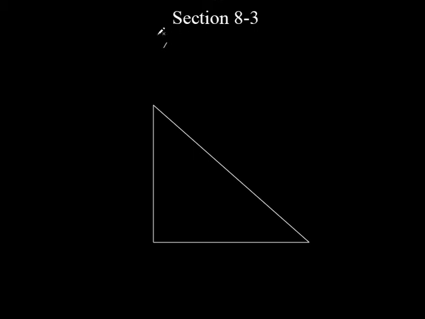Good. All right, this is section A3, and they call these, what do they call it, special triangles or something like that? Special right triangles. Okay. So, special right triangles.